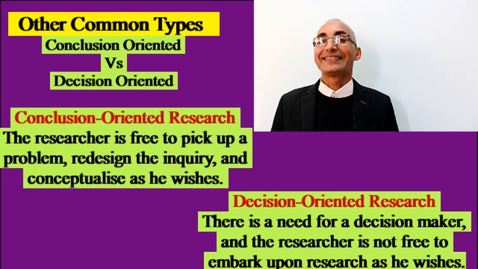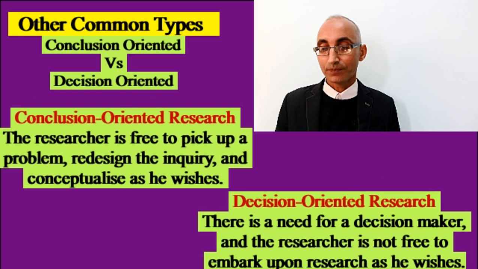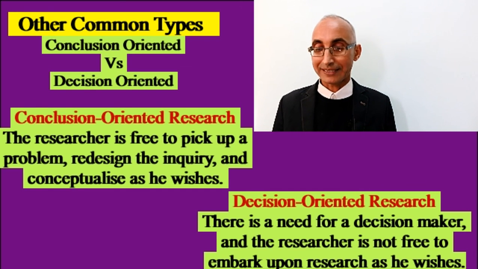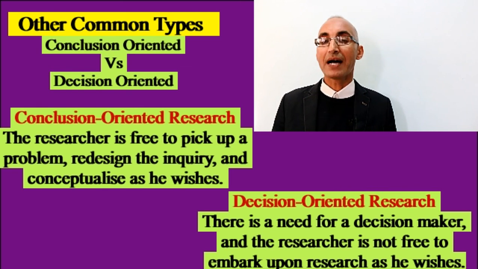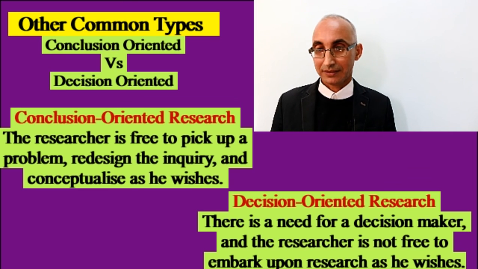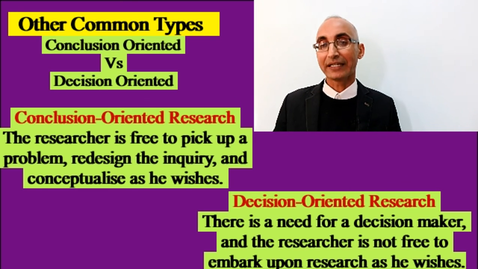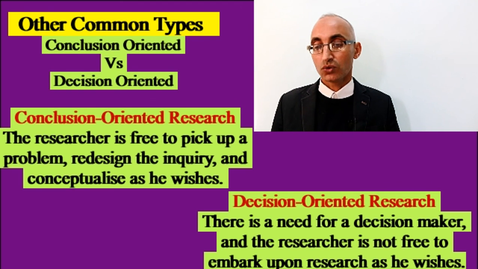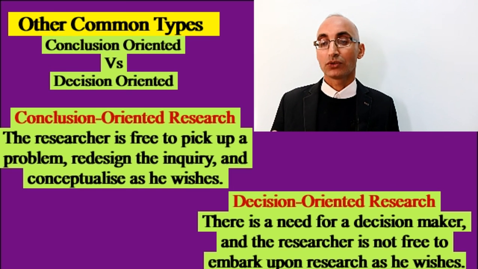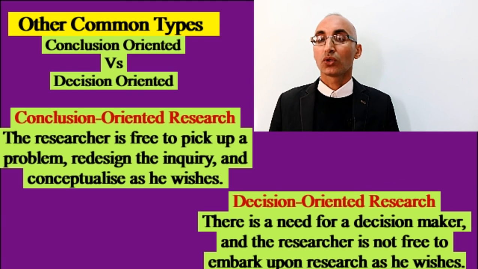Whereas in decision-oriented research, there is a need for a decision maker, some authority above the researcher. Clear? Here the researcher is not free to embark upon research as he wishes. He can't follow his own inclinations and his own methodologies. He is limited to what this decision maker determines for him to conduct and accomplish his research course and study.